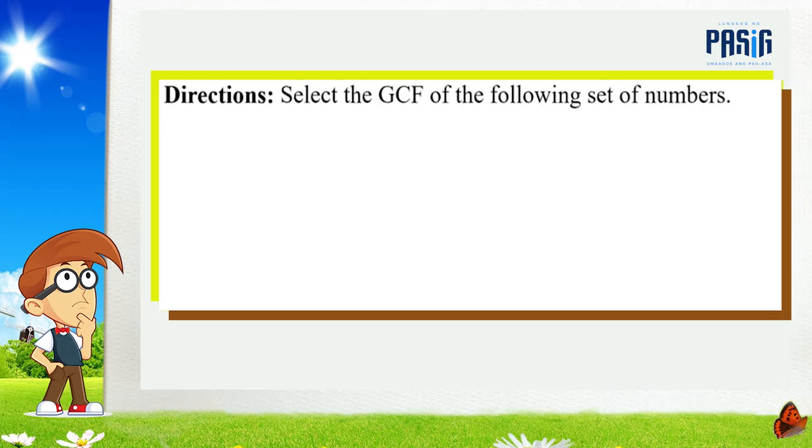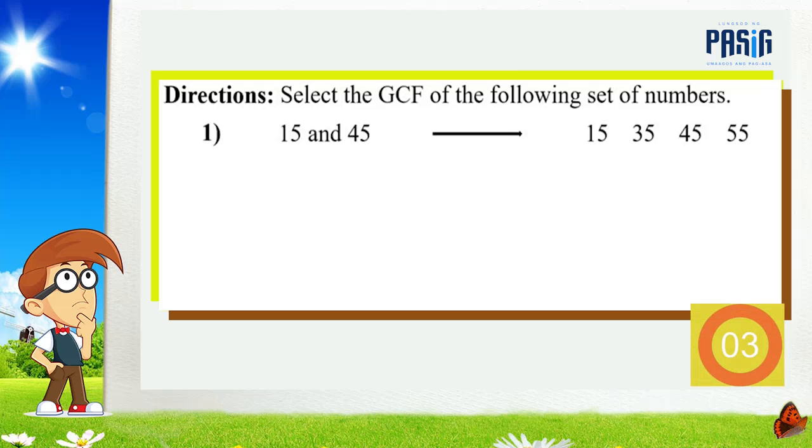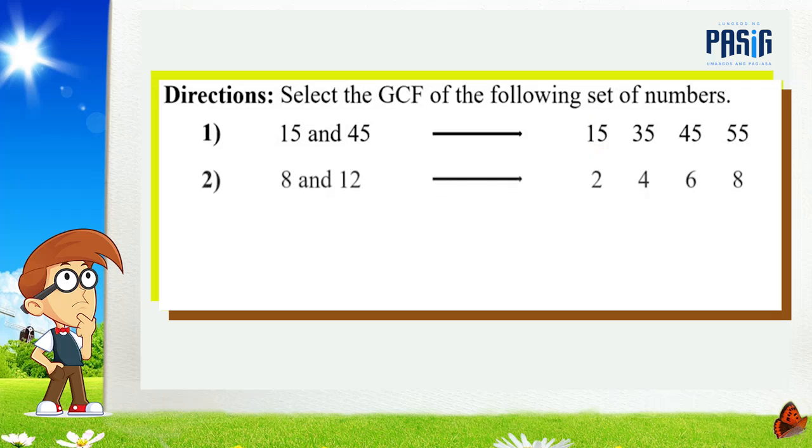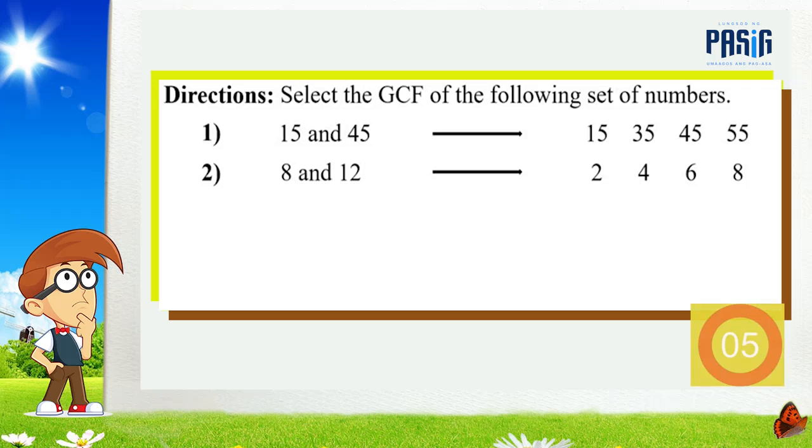Okay, select the GCF of the following sets of numbers. Number 1, 15 and 45. Is it 15, 35, 45, or 55? Time's up and the answer is 15. Next, number 2, 18 and 12. The choices are 2, 4, 6, and 8. Time's up and the correct answer is 4.